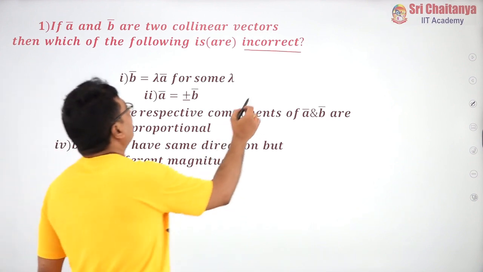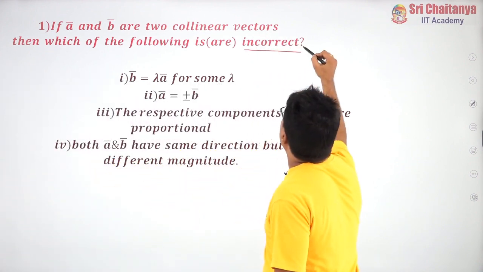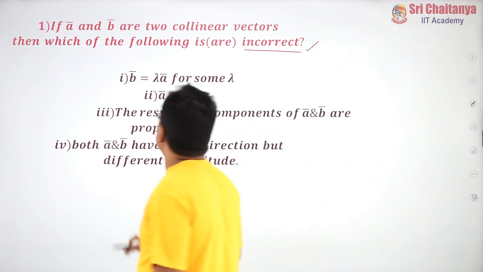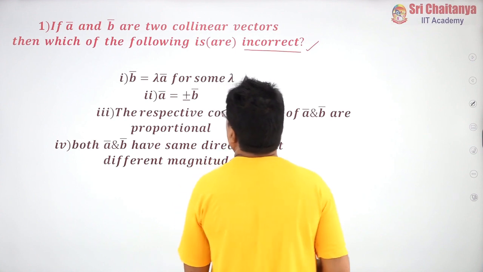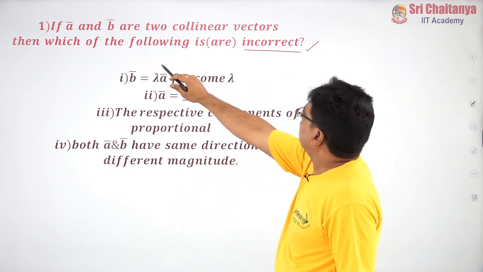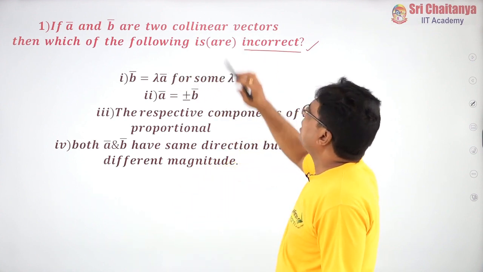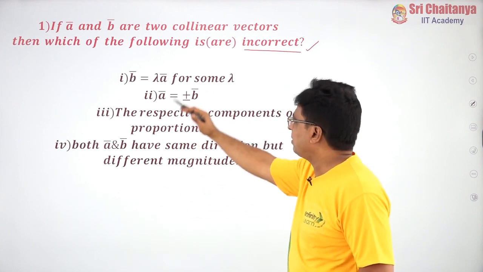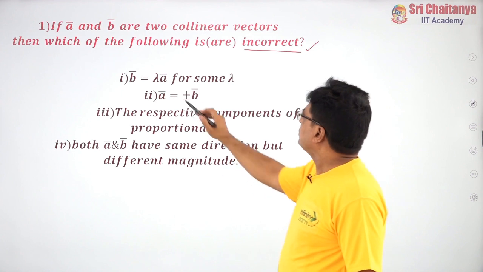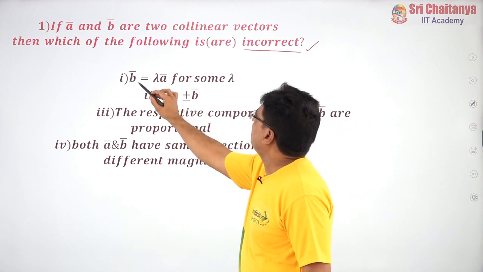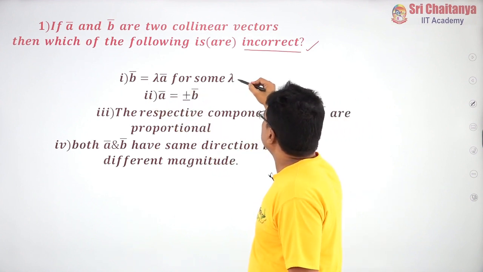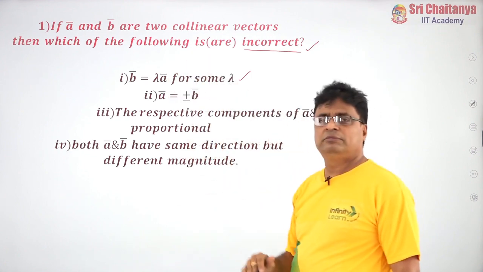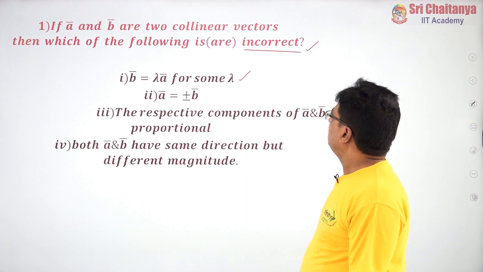Here they are not asking you to find the correct option. They need you to find the incorrect answers. So, read the options very carefully. What is given? A bar and B bar are 2 collinear vectors. If you are good at the definition of collinear vectors, solving the problem is very easy. Read the first option: B bar is equal to lambda A bar. Yes, this is correct. This is the definition of collinear. There is no problem at all.